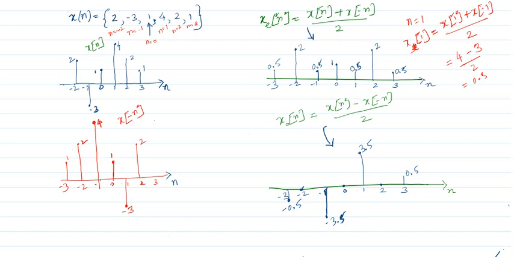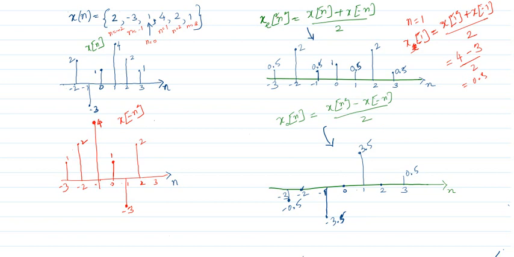Observe, it is an even signal. What is an even signal? The signal at positive time is the same as the signal at negative time. You can observe at 2 it is 2, at minus 2 it is 2; at 3 it is 0.5, at minus 3 it is also 0.5. What about the odd component? The odd component is x of n minus x of minus n. You subtract this signal from this signal and divide by 2, and you will get this. You can check it out. I will take an example for this case also.